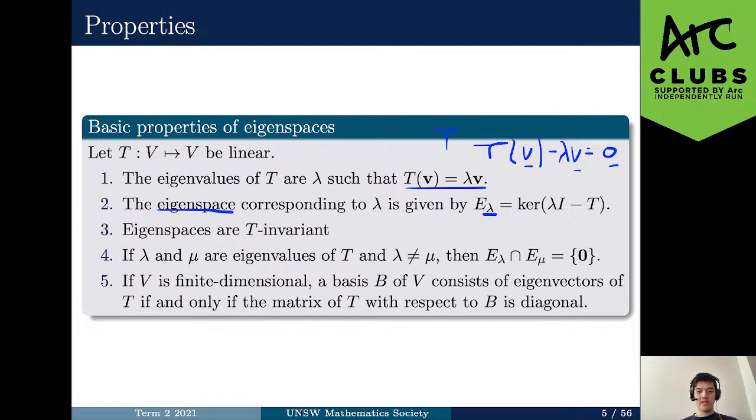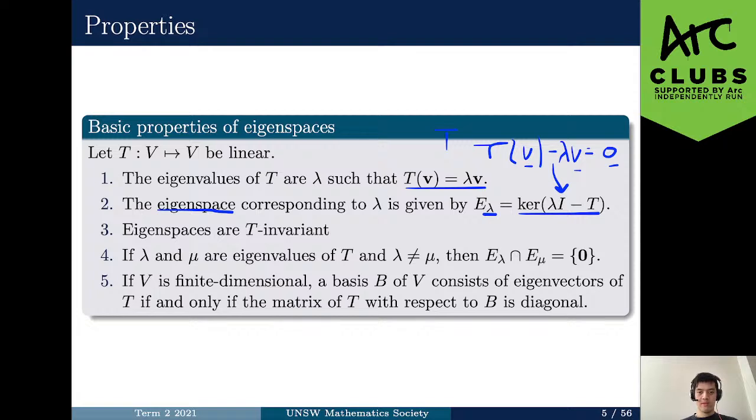And well, that's the same as saying this. Well, I guess they reverse it around, but it doesn't really matter. If I take the negative, it's still 0. So this is why we can find the eigenvectors corresponding to an eigenvalue by looking at the kernel of lambda I minus T. Or similarly, for a matrix, we'll have lambda I minus A.